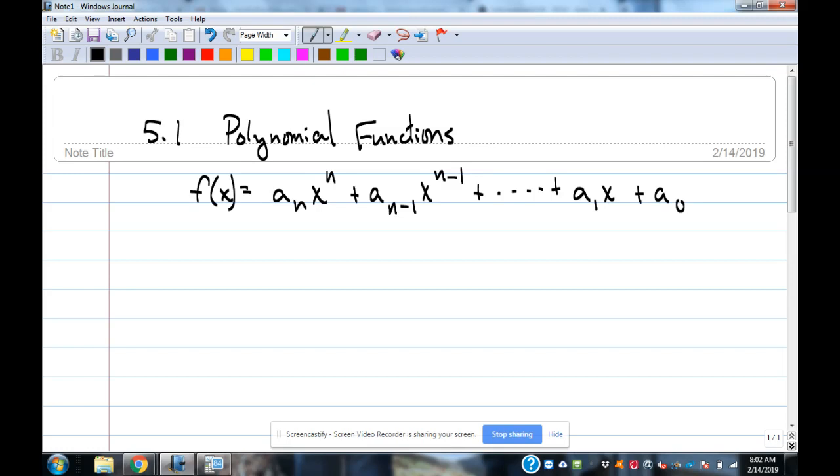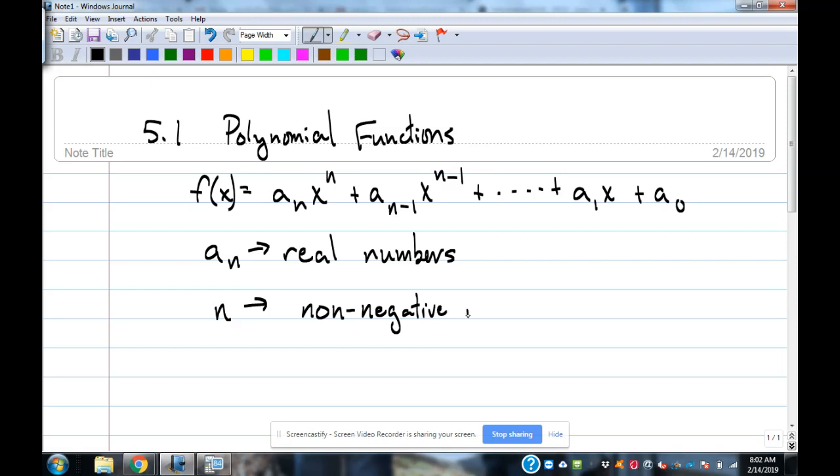Nothing that you haven't seen before. The a sub n, those are real numbers, cannot be complex numbers as coefficients. The n's, the exponents, are non-negative integers.